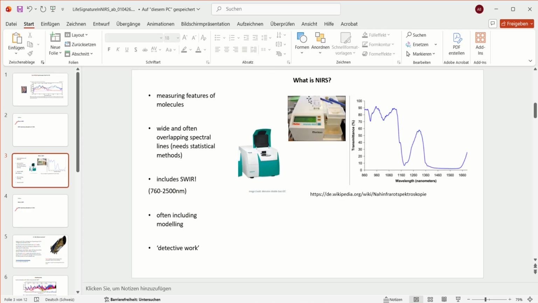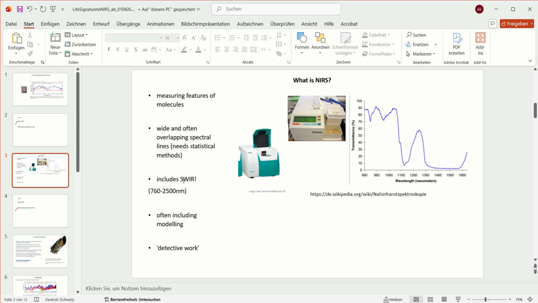NIRS is looking for features of molecules, and the problem with NIRS is that it's harder than visible light spectroscopy because often the spectral lines are wide and overlapping, so it's hard to interpret the spectra. We will see this in the example.